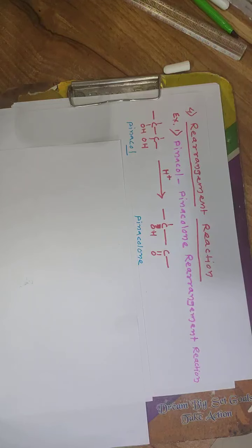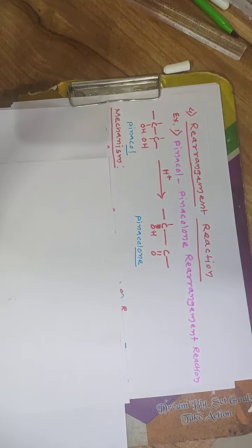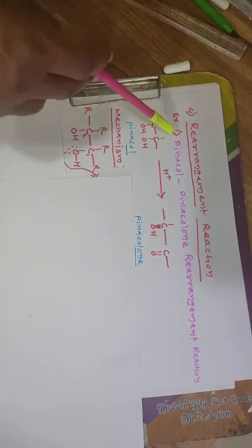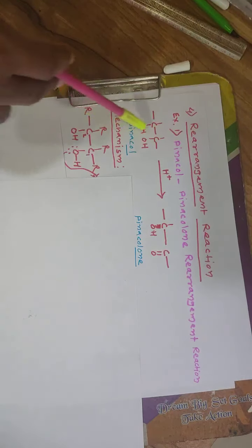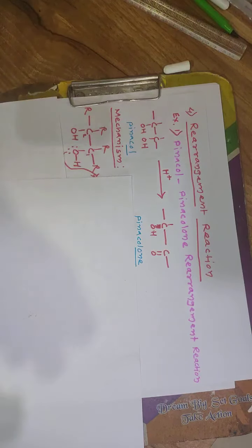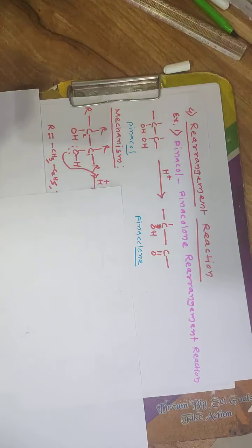Let us see what is the mechanism of this reaction. Mechanism is very simple. Here we are using acid. So the starting compound is the pinacol. What I have done here, I have replaced all the valency of this carbon by R group. So the R group may be methyl, maybe ethyl or maybe aryl.